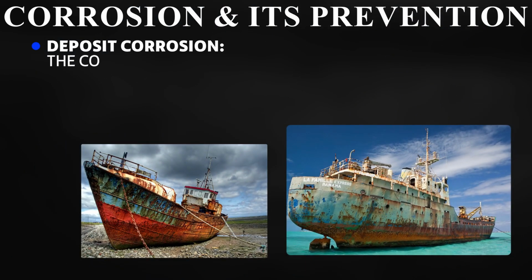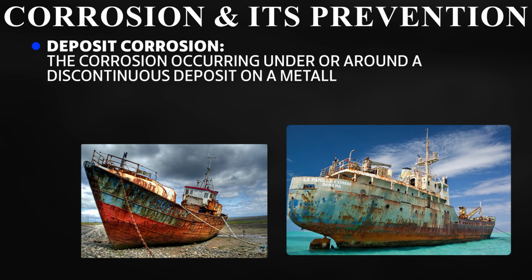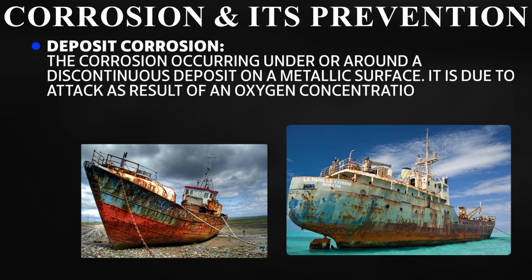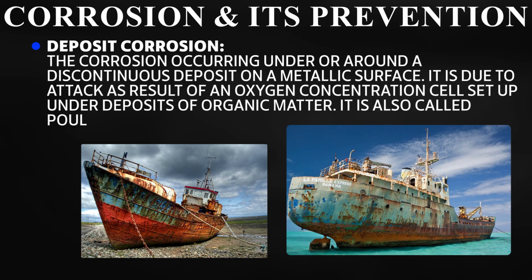Deposit corrosion. The corrosion occurring under or around a discontinuous deposit on a metallic surface. It is due to attack as a result of an oxygen concentration cell set up under deposits of organic matter. It is also called poultice corrosion.